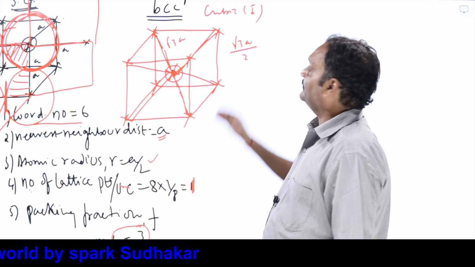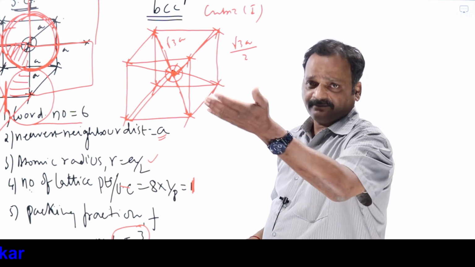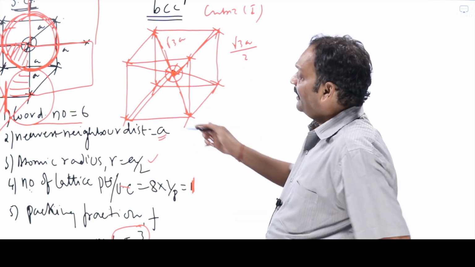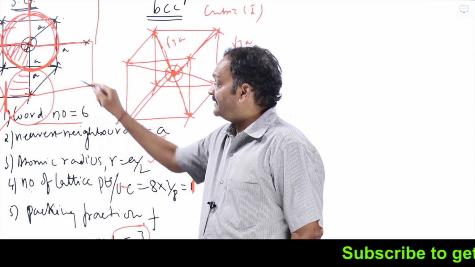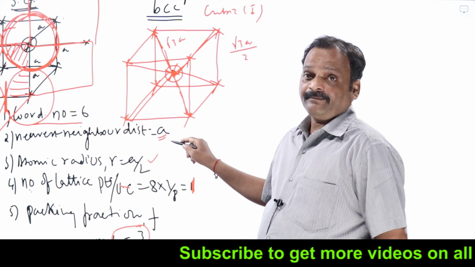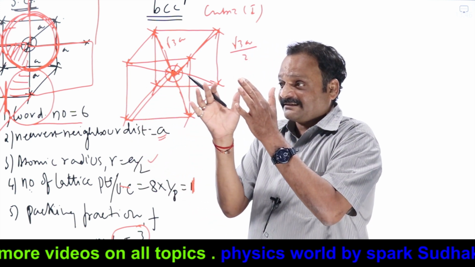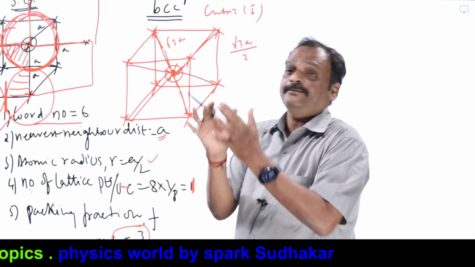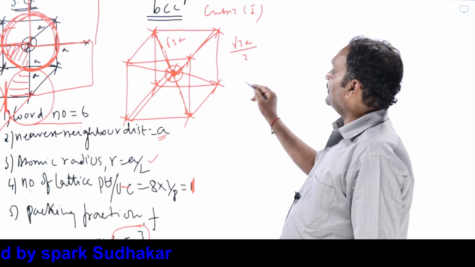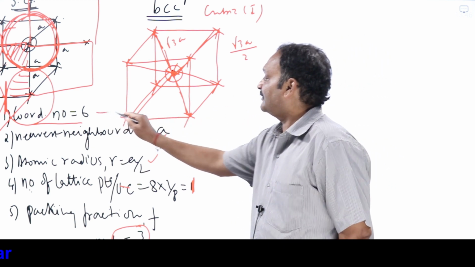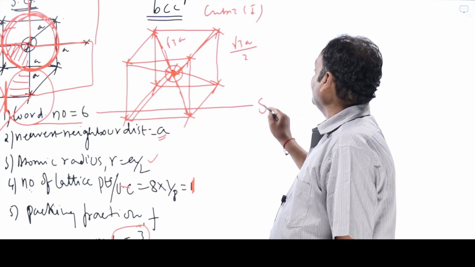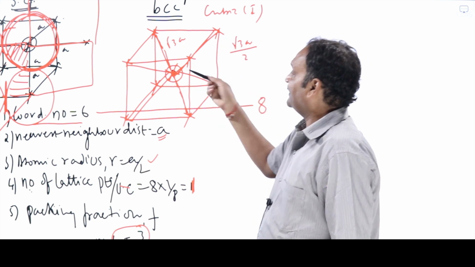Root 3a by 2 is how much? Root 3 is 1.732, by 2, 0.866. Sorry, in SC we got the nearest neighbor distance as a. In BCC, the nearest neighbor distance is decreasing, if you observe. It is root 3a by 2. So what is the coordination number? The coordination number for BCC, I'll write as 8, because all 8 corners are at equal distance.